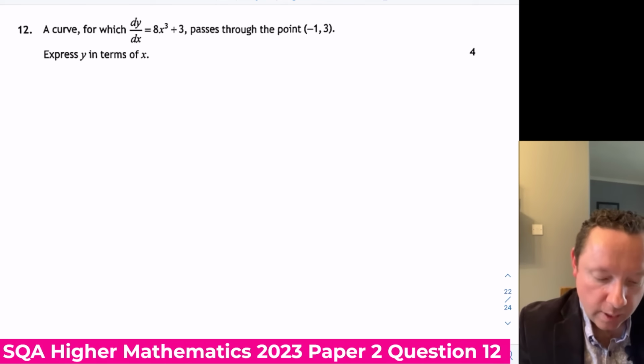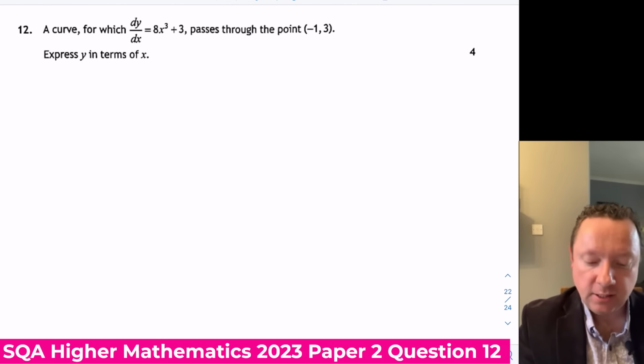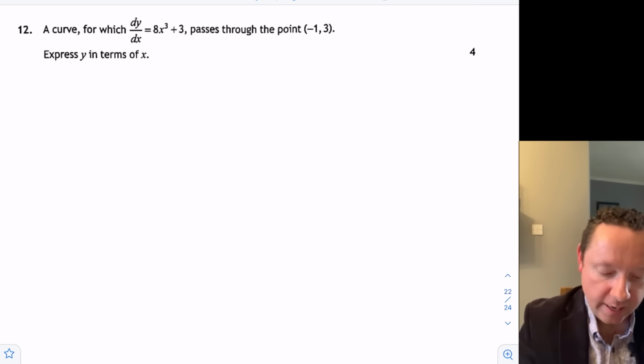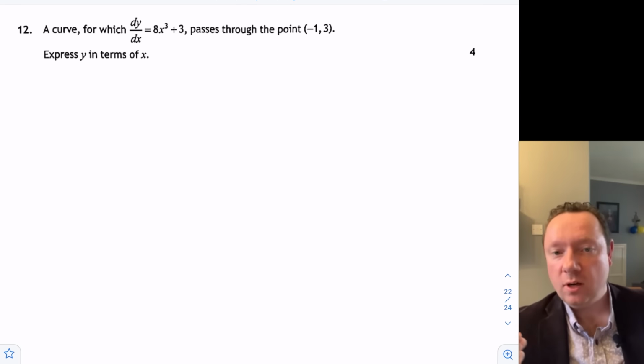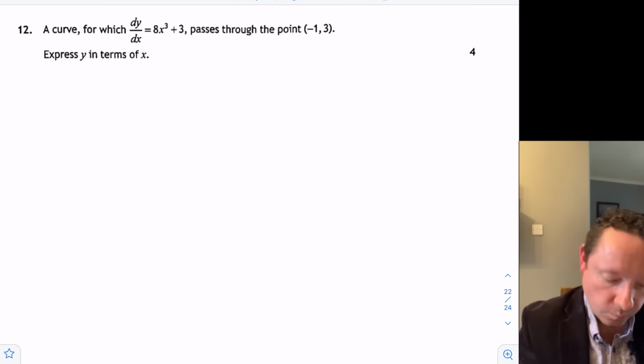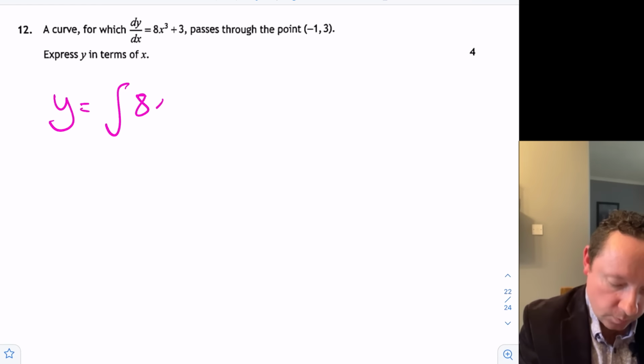SQA Higher Maths 2023, Paper 2, Question 12. A curve for which dy by dx equals 8x cubed plus 3 passes through minus 1, 3. Find y in terms of x. It's a differential equation, so I integrate dy by dx to get y, but that's going to have plus c, so sub in the point. So y equals the integral of 8x cubed plus 3 dx.